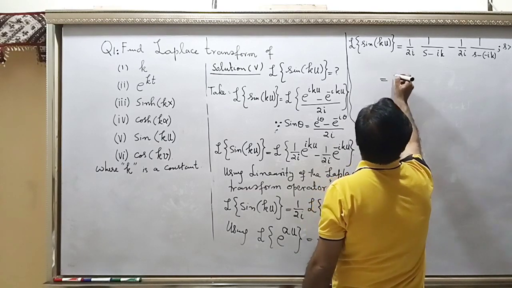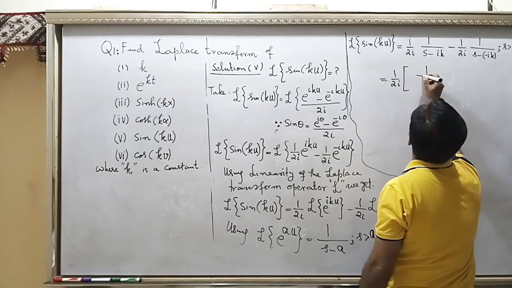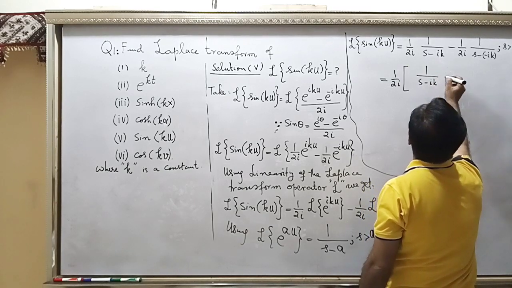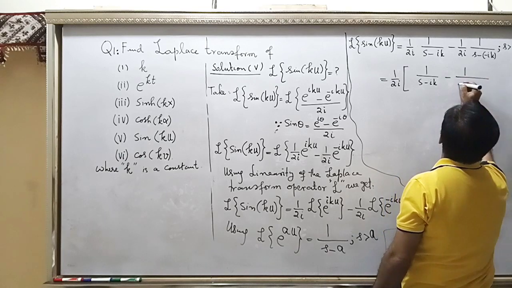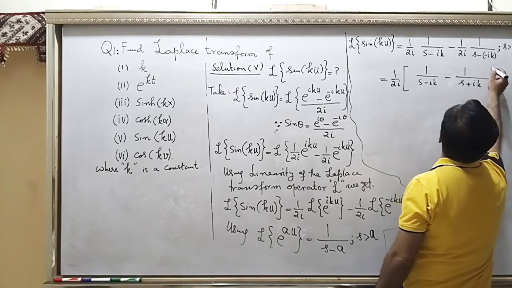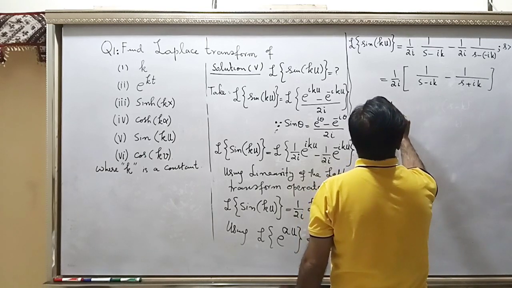Now simplify it. 1 over 2i will be taken common, and you have 1 over s minus ik minus 1 over s plus ik. These two minus signs will make plus, and take the LCM.